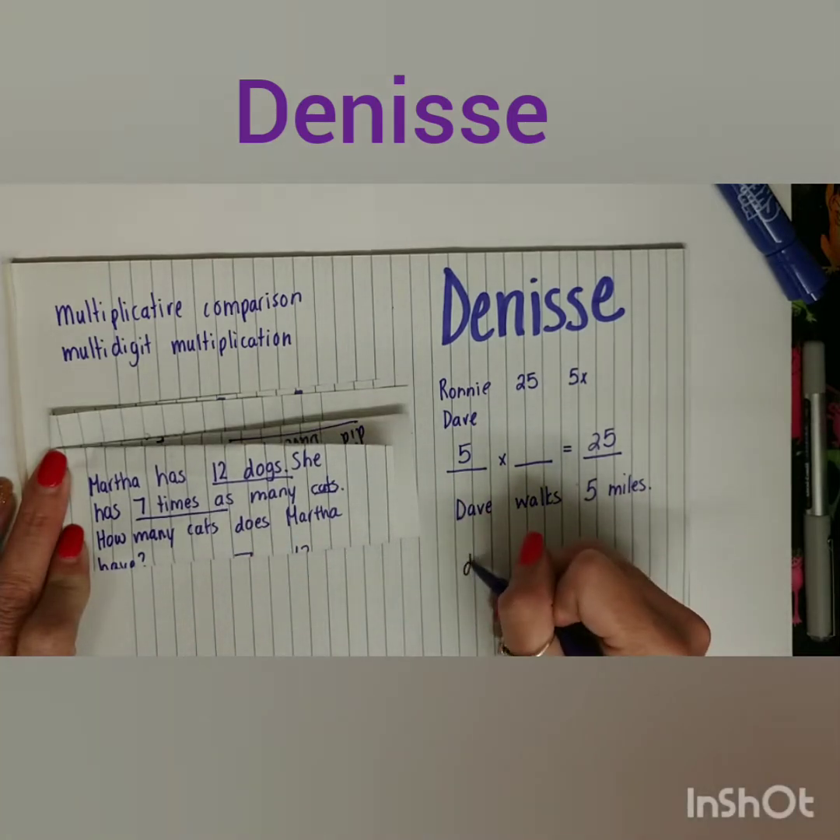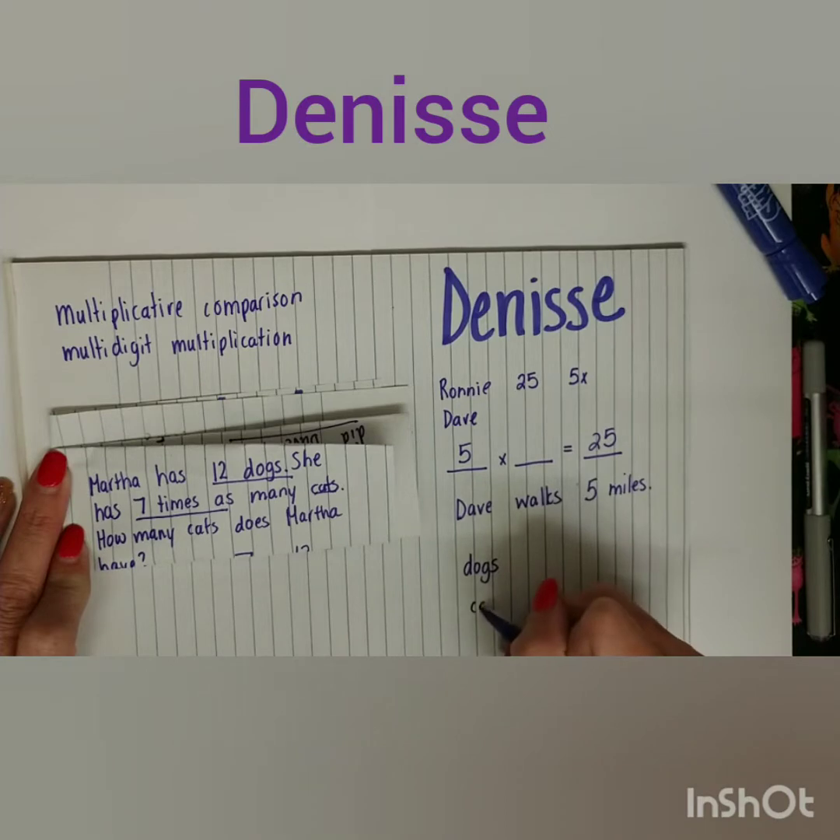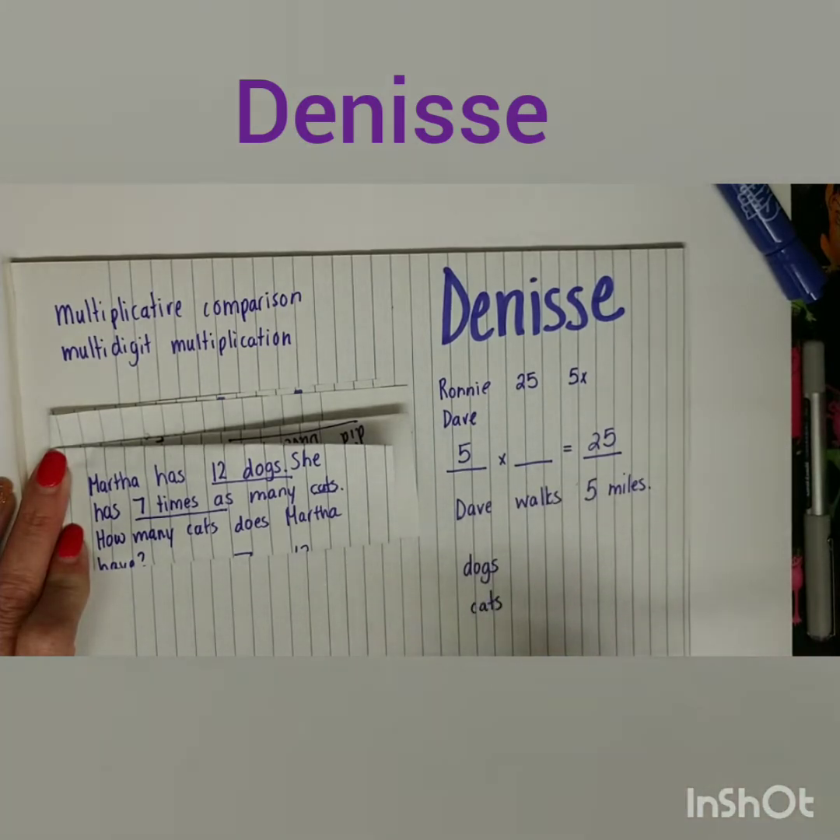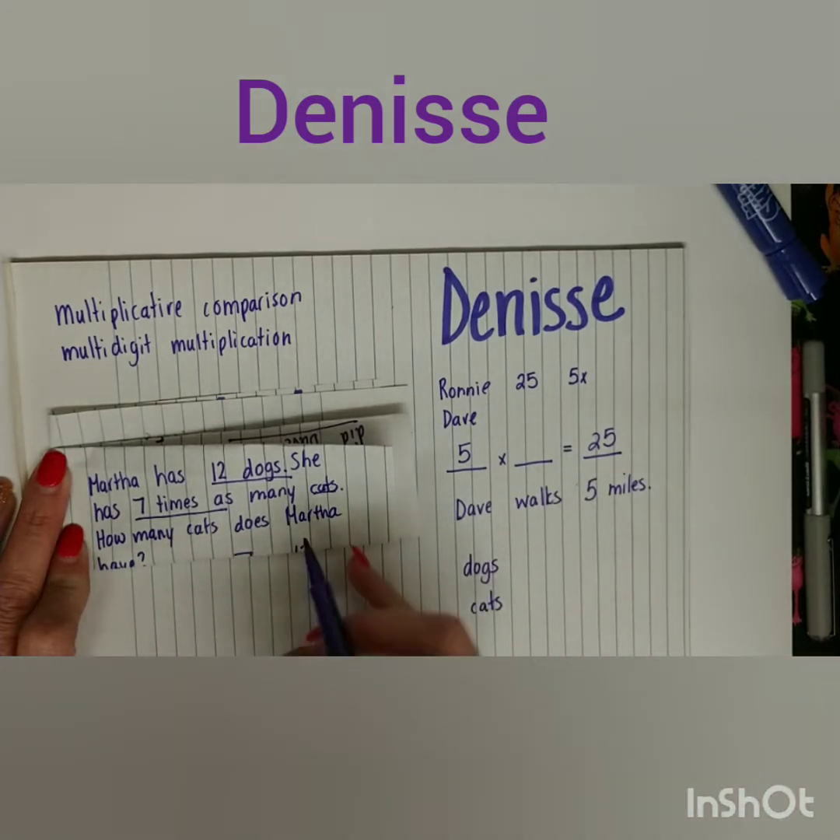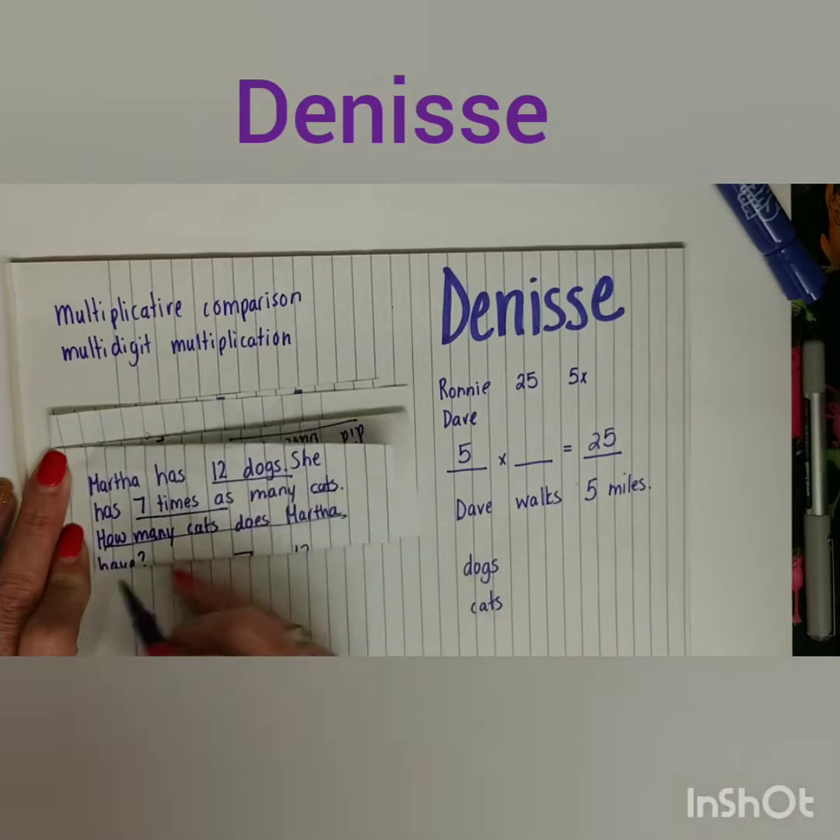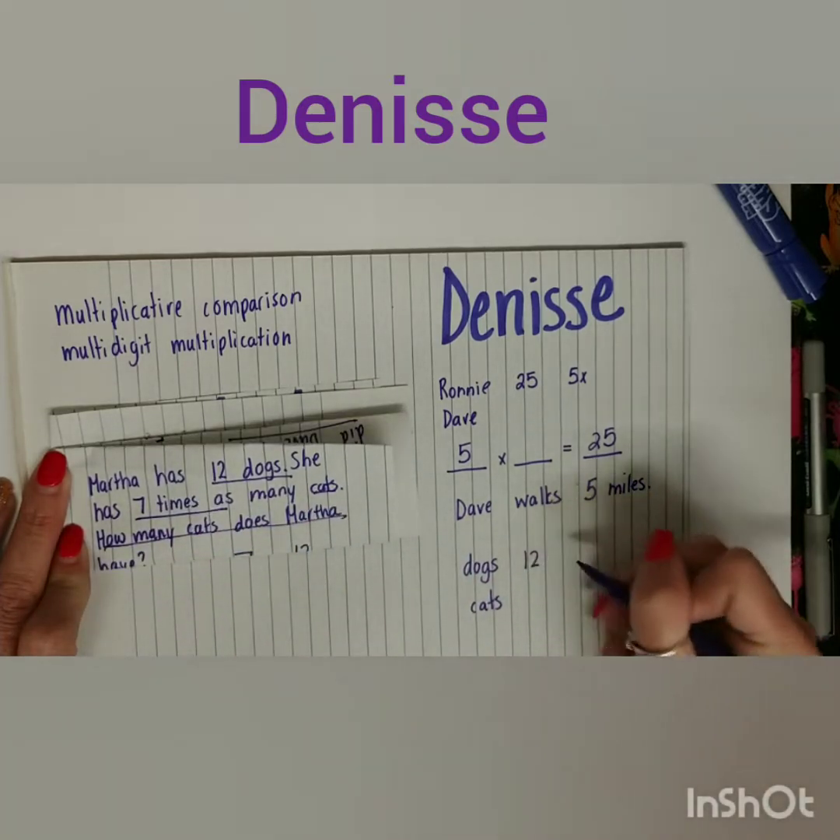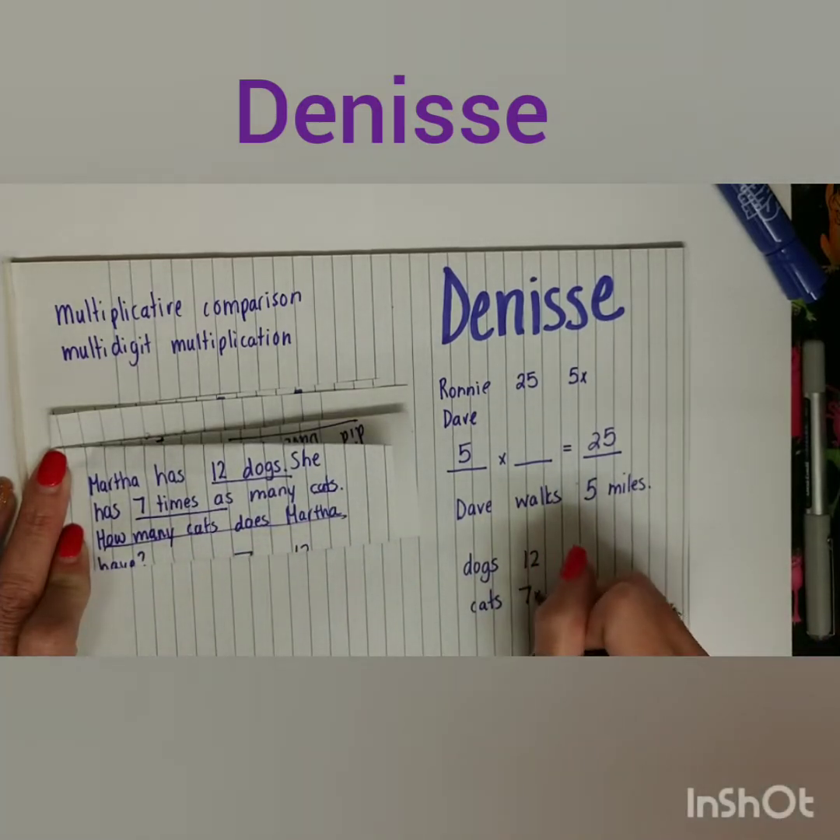So our comparison for this one is dogs and cats. And I need to put my information with the problem. And you see how I've underlined everything. And it says how many cats does she have. So she has 12 dogs. And she has 7 times as many cats.